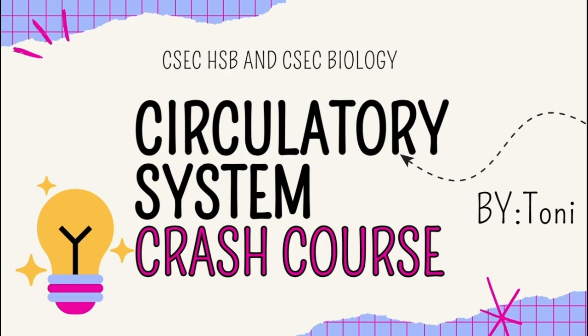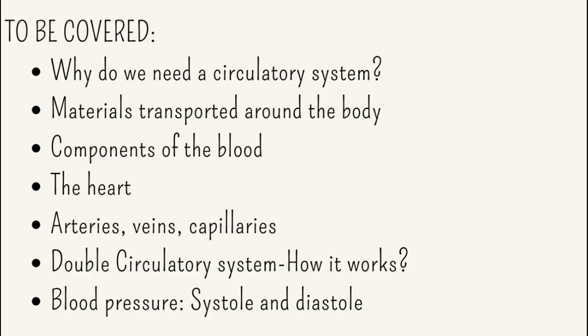And we're going to be talking a lot about the heart and all those things. The topics we're going to go into are why we need a circulatory system, and the materials that are transported around the body. Then we're going to talk about the components of the blood, the structure of the heart, and then blood vessels such as arteries, veins, and capillaries, and the role that they play in all of this.